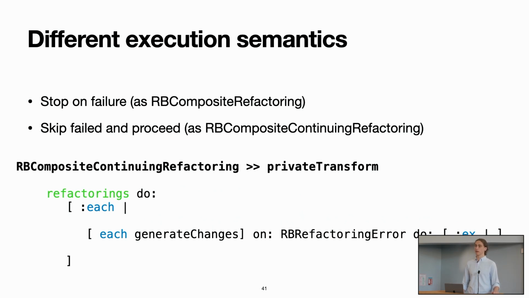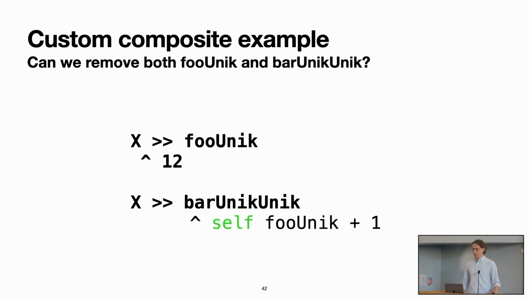skipping failed. We are still playing with it, but it seems to be very useful when doing scripting, because we don't want to stop during a script, but we can maybe continue and later give the user information. The default option is to fail on the first one that fails, but sometimes it's useful to actually skip it and go ahead. Okay, so this is a nice example of a custom composite.